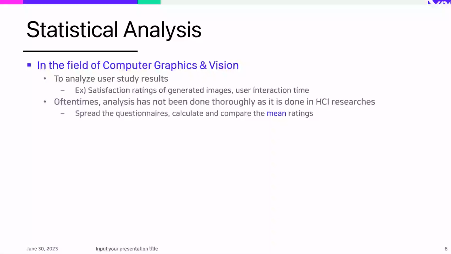And as I read some papers, oftentimes I felt that the analysis has not been done as thoroughly as it is done in HCI research. And I understand, because there are many other ways to prove or evaluate the performance of the suggested research, so that's the methodology. Usually in computer graphics and vision papers, most of the time they just spread questionnaires and calculate and compare the mean ratings.